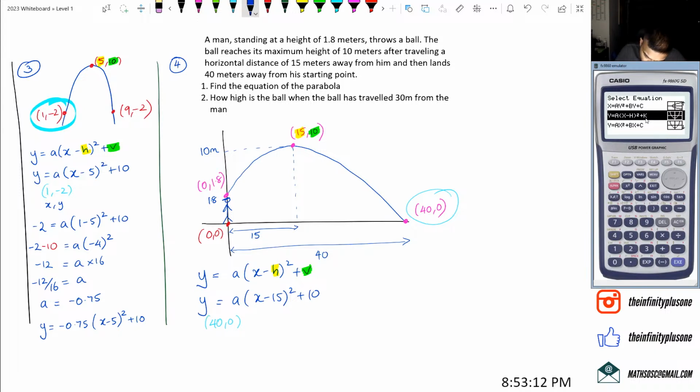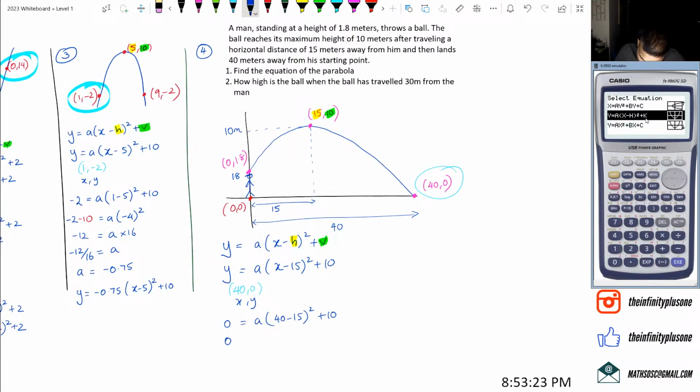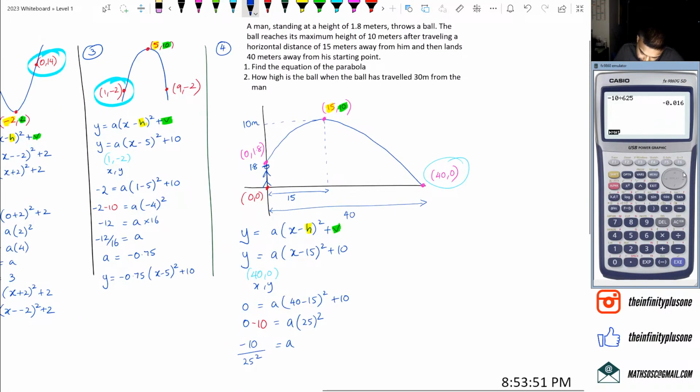If I pick 40, 0, then I get 0 equals a(40 minus 15) squared plus 10. So 0 minus 10 equals a times 25 squared. So a equals negative 10 divided by 25 squared. For some of you guys who worked it out, you're going to get negative 10 divided by 625, which is this.